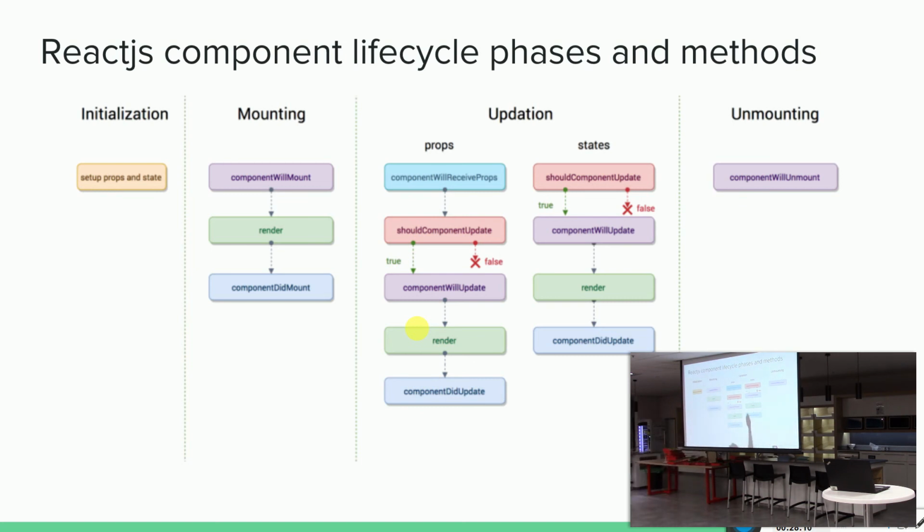It's fairly simple. Initialization, mounting, updation happens via two ways, props and state, because a component depends on these two parameters. Props has component will receive props, then should component update, which returns true. If it returns true, then the rest continues. If it doesn't return true, then it stops there and does not render again. The same happens with state. Any questions?